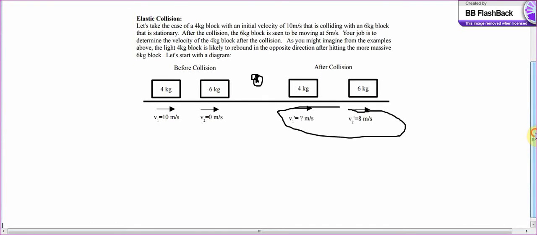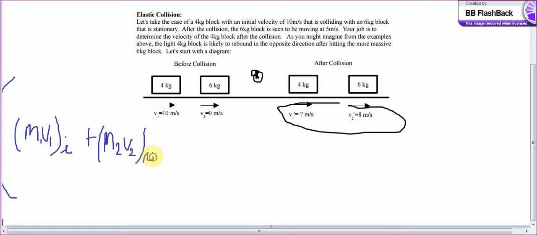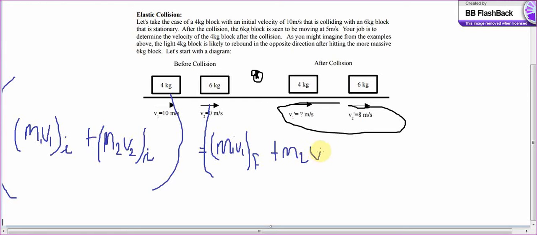So let's just set up the equation. Mass 1 times velocity 1 initial plus mass 2 velocity 2 initial has to equal mass 1 velocity 1 final and mass 2 velocity 2 final.